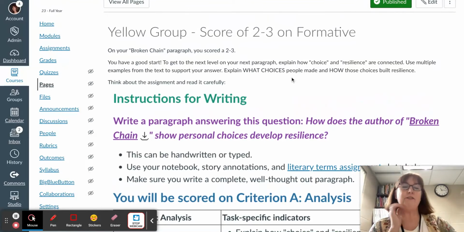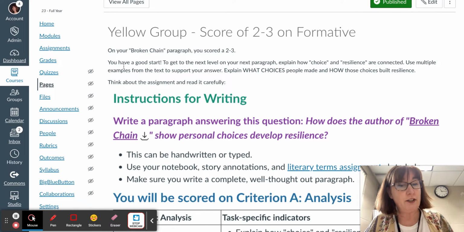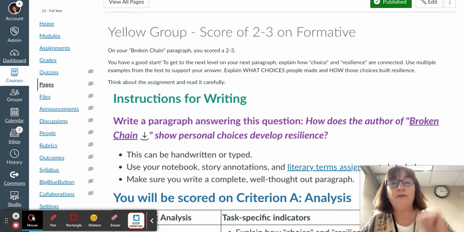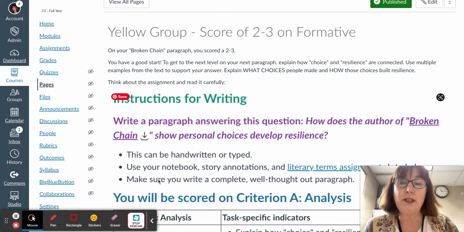Hey, seventh graders, if you're watching this, then you are in the yellow group. And that means that on your broken chain paragraph, you would have scored about a 2 or 3 on that formative. So, what that means is you have a good start, but it could go higher for the summative. So, if you want to, you can rewrite your formative using this information.